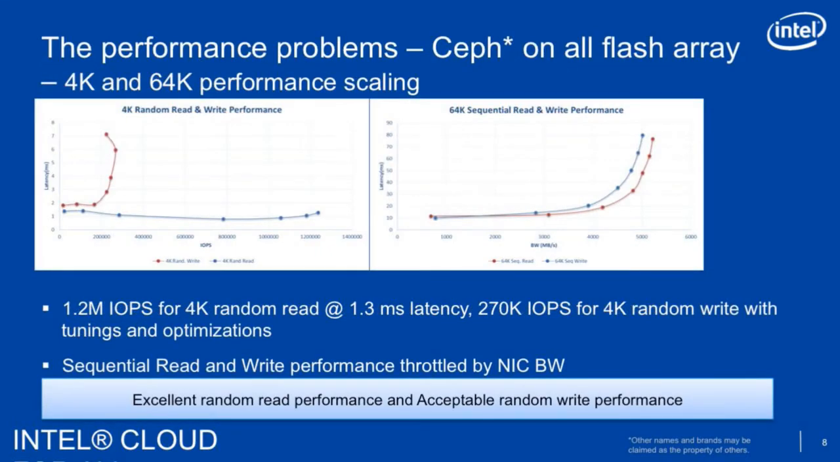This is a quick chart with the performance. As you can see, for sequential write and read, we are already throttled at the NIC card. We have a 10 gig NIC in this configuration. So the next step, we're going to upgrade the NIC card to 40 gig, and we believe this is going to scale out a little bit more.